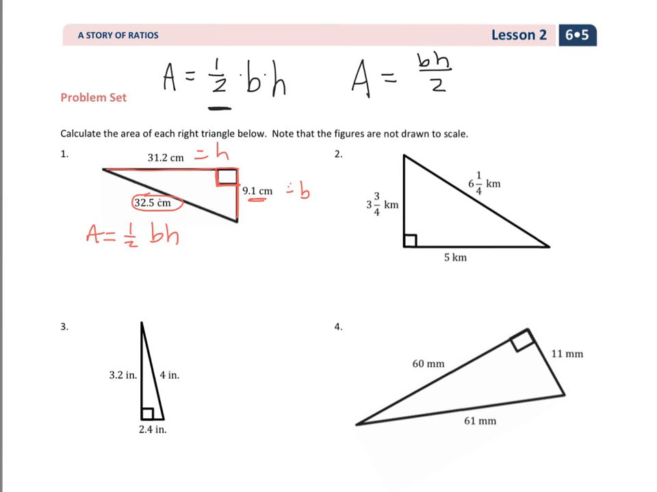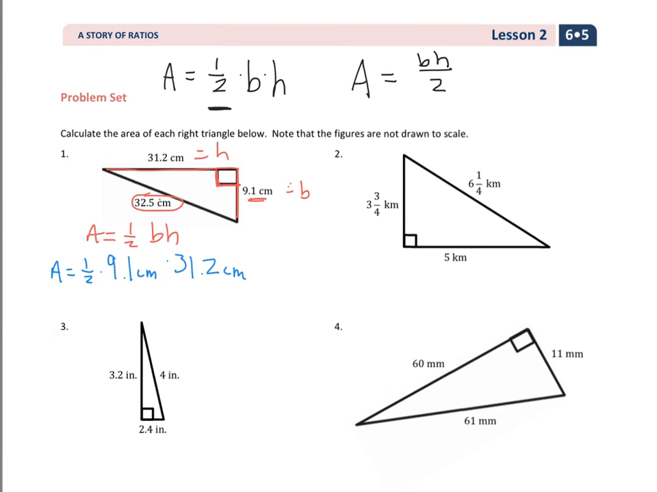So let's plug in. I still have my area is 1/2. My base is 9 1/10 centimeters. And this is where it's important to make sure that your multiplication symbol, your dot, is halfway up because I'm working with decimals right now. And I don't want to get those confused. And then I'll plug in my height of 31 2/10 centimeters.